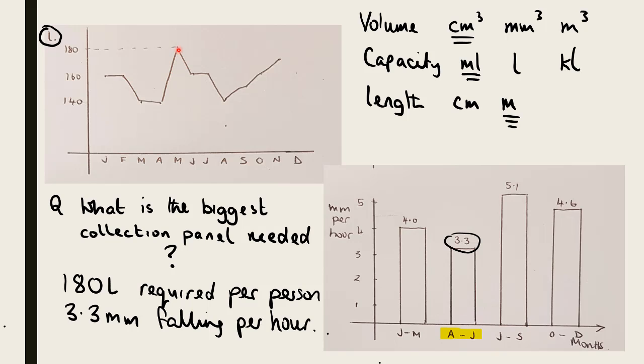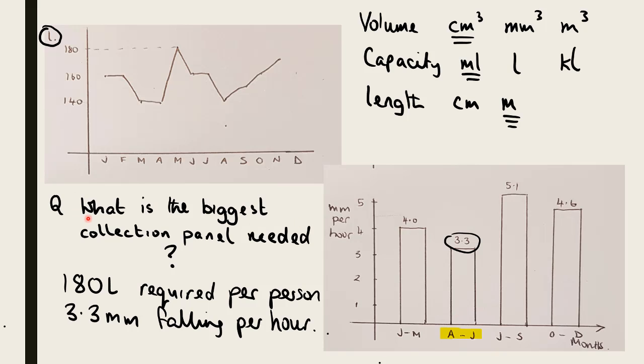If I take this point here, that's 180. That's the most water that gets used by anybody. And it coincides with May, and May is in here, April, May, June. So it's 3.3 millimeters of water falls every hour, each day, for the whole of the month of May.